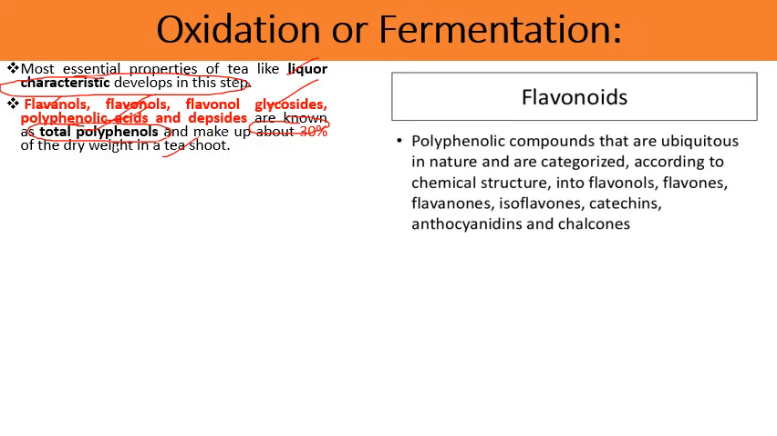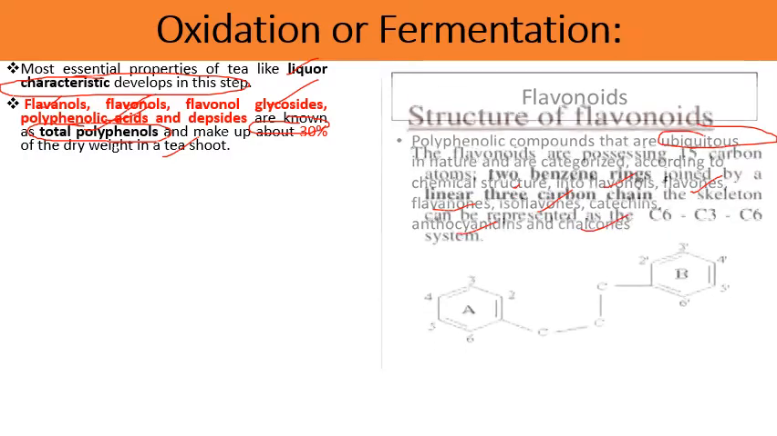जो flavonoids हैं वो हैं polyphenolic compounds that are ubiquitous in nature and are categorized according to chemical structure into flavonols, flavanones, isoflavonones, catechins, anthocyanidins, cyanidins and chalcones. तो flavonoids को हम इन categories में divide करते हैं on the basis of their chemical structure.